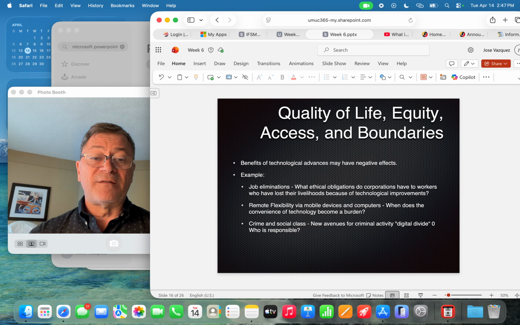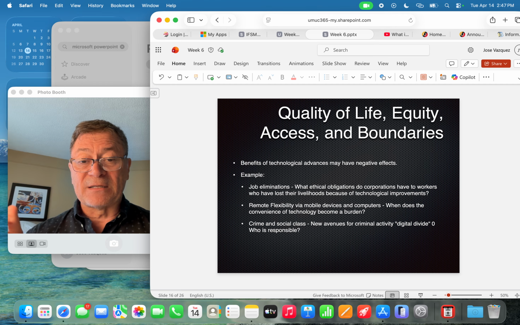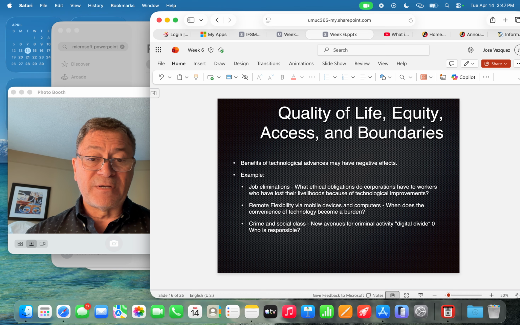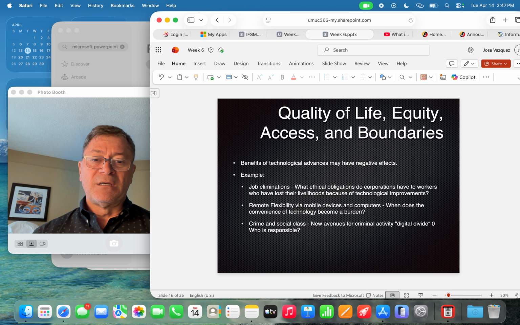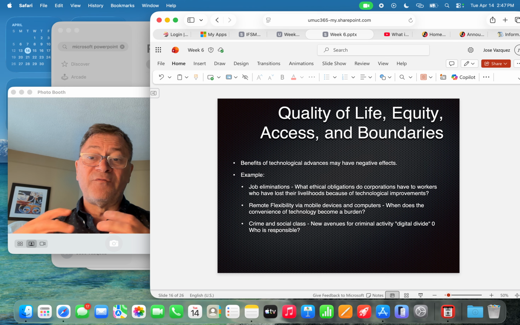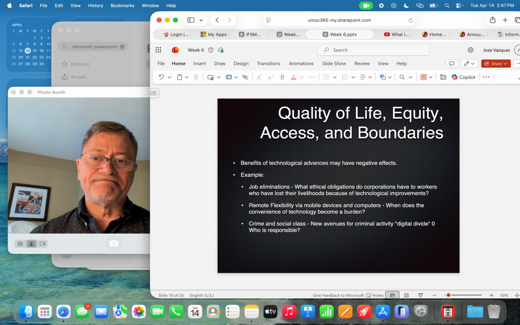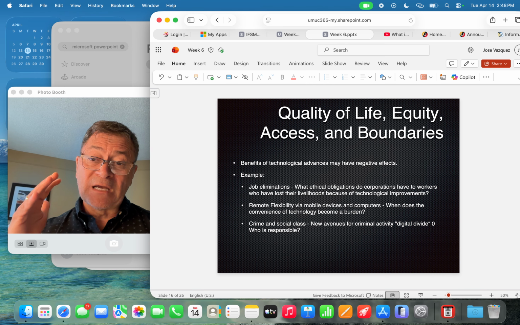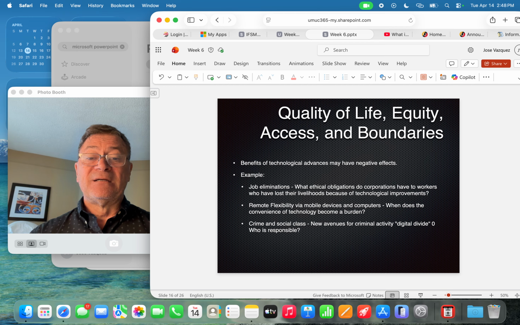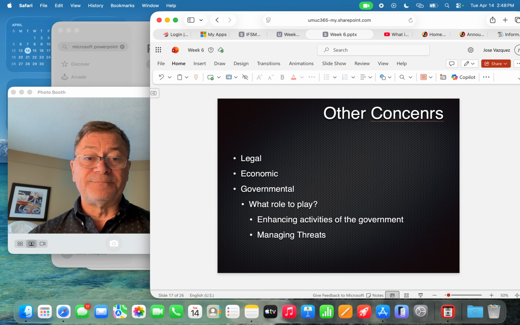The benefits of technical advances may have negative effects. It kind of goes back to what I was saying about risk: job eliminations, remote flexibility by mobile, crime, and social class. That is more talking about all the other risks that I didn't mention, all the other things that could happen as you advance certain IT platforms, and AI is a big one, right? I'm worried about network security, folks, and what AI is going to be doing to cybersecurity and network design. So we'll see how that pans out.